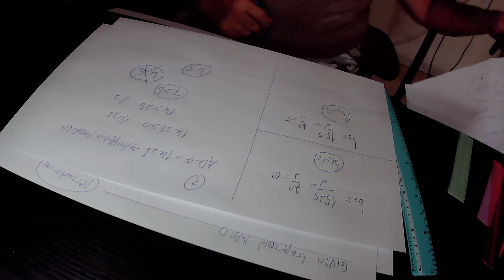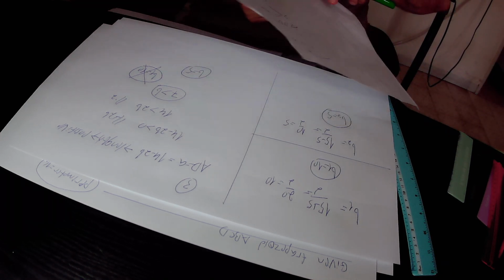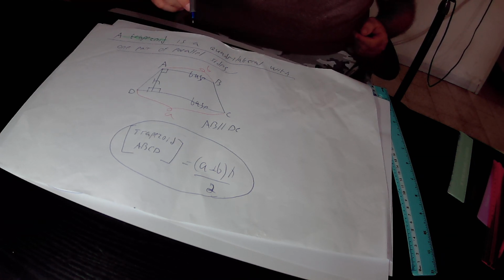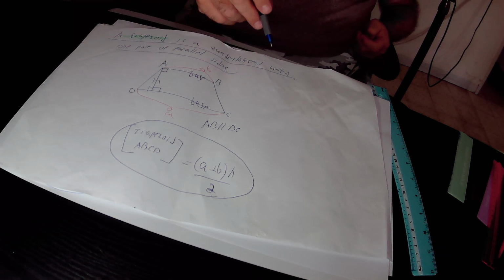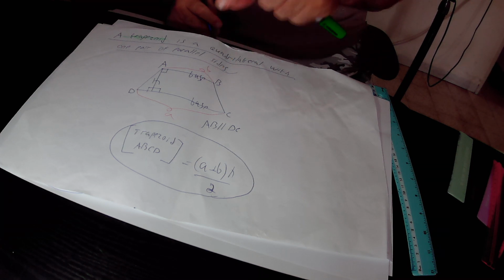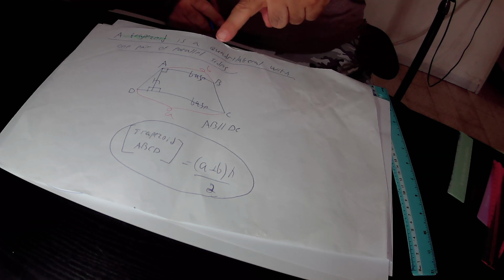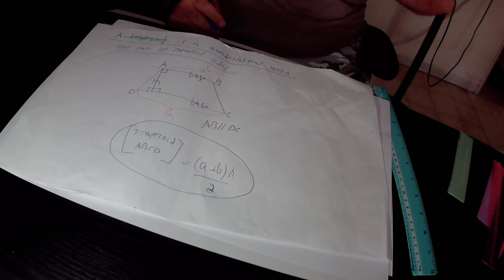So we know that a trapezoid is a quadrilateral with one pair of parallel sides. This is trapezoid ABCD. Side AB is parallel to side DC. Those two parallel sides are defined as the bases of this trapezoid ABCD. We define AB as B and DC as A. So A and B are the bases of this trapezoid.